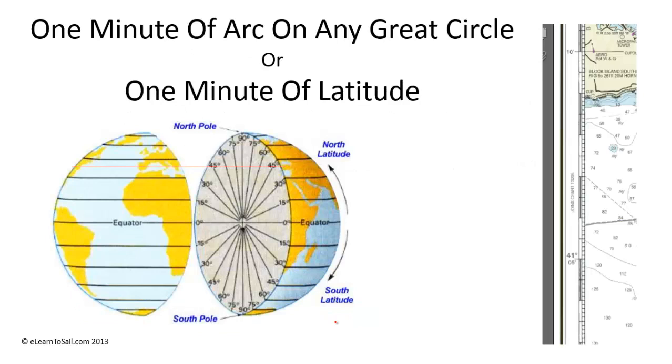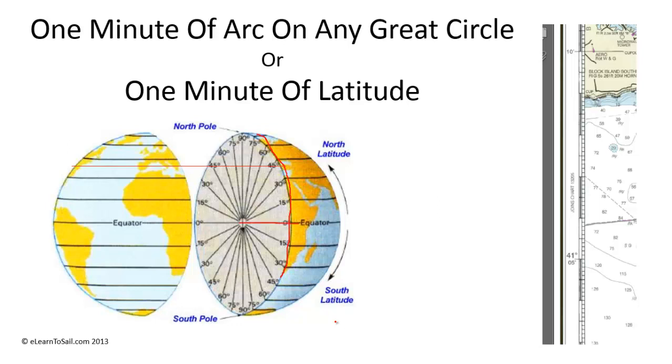So let's go back to the definition of what is a great circle. A great circle is a circle that goes around the surface of the Earth such that if you were to cut a plane through the Earth, that plane would go through the center of the Earth. So absolutely every line of longitude is a great circle. So this line of longitude going right up here is a great circle.